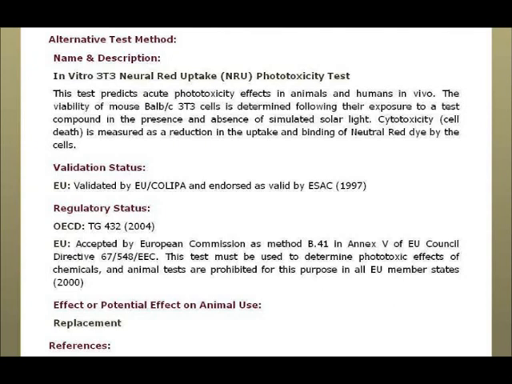Now that is extremely unusual that they've made this decision, and if they can make that decision once, they can make it again. So I find that incredibly encouraging. I don't know why they say that the animal tests are prohibited for this purpose of testing phototoxicity, but the fact that they have signifies hope for the future, in my opinion.